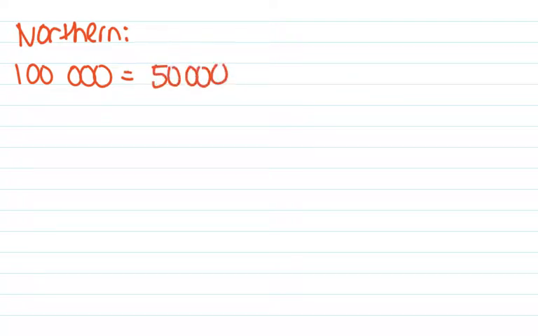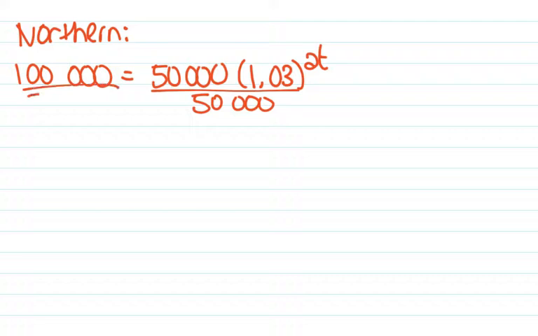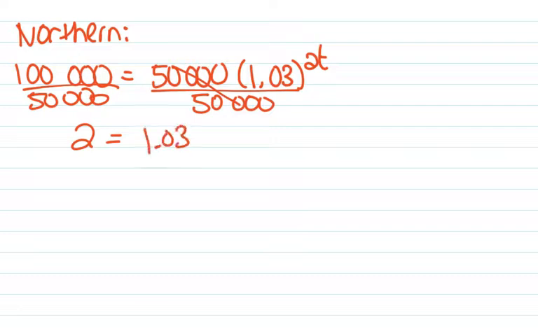So again, double the amount would be $100,000 equals $50,000 times 1.03 to the power of 2t. That's our equation we made in part A. We'll divide both sides by 50,000 again. So now we'll have 2 equals 1.03 to the power of 2t.